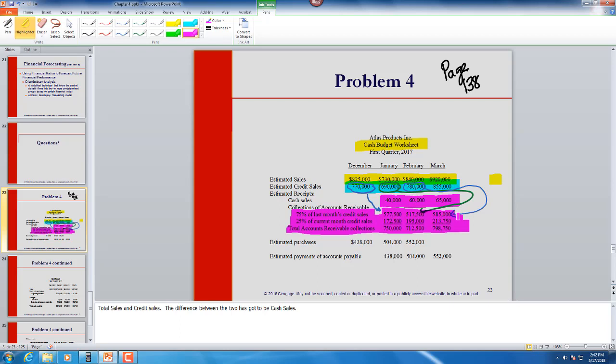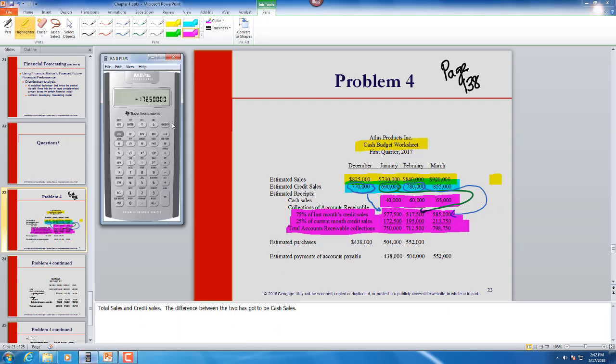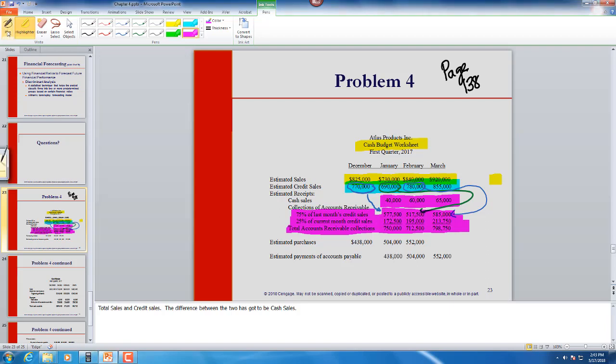Now, purchases. We took care of the sales. We now know how much we are getting in sales collections, how much we are getting in cash sales every particular month that we need. Purchases: the company estimated its purchases at 60% of its next month's sales. Now remember, this is total sales, not just credit sales. So 60% of January sales are purchased in December. What is January sales? 730,000. 60% of that is 438,000.